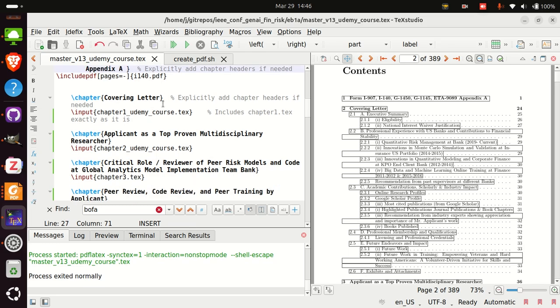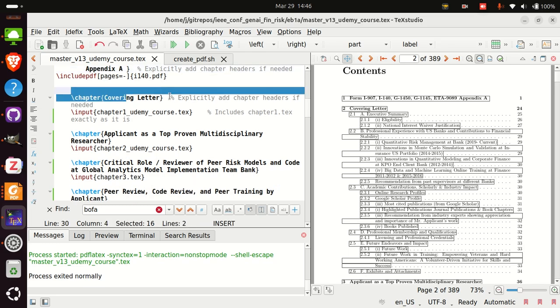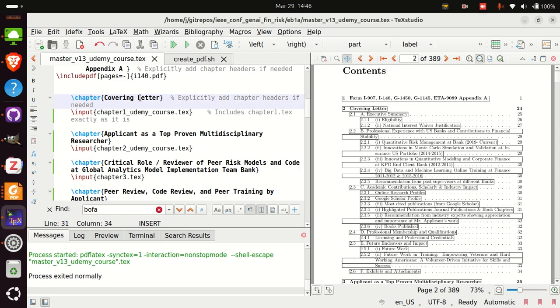Then you have a covering letter. This chapter is more about justification, and this is the heart of your application. You have an executive summary where you talk about your eligibility and your national interest waiver justification. This is like addressing the prongs right away on why you think you are eligible, and how your field is related to national interest, and that you are carrying that work ahead.